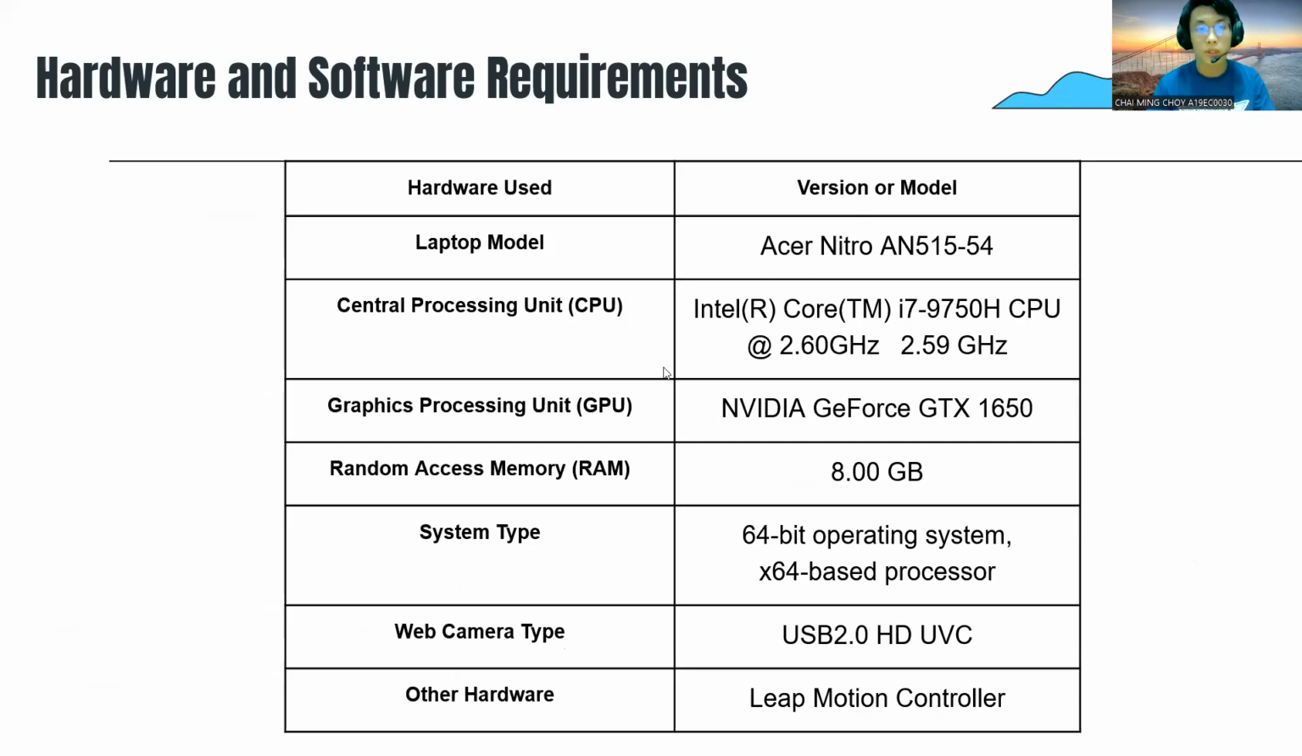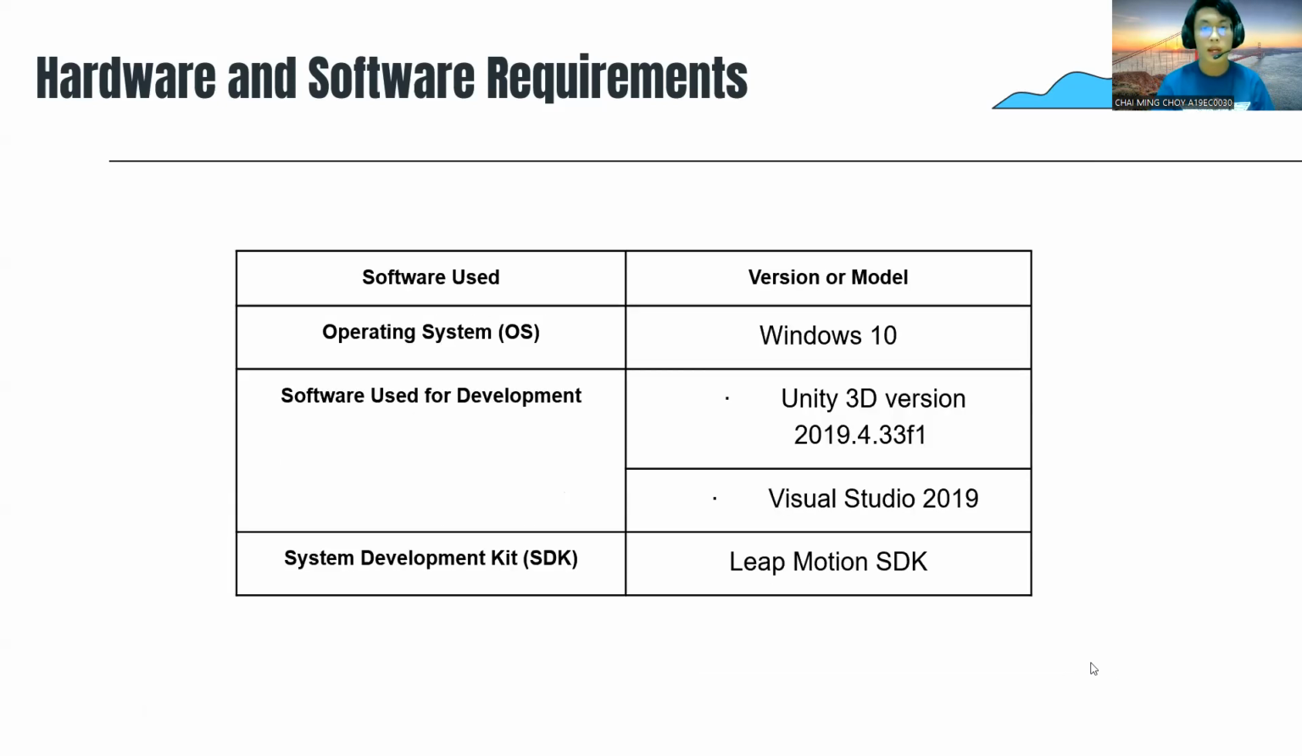As shown in the figure, the hardware requirements are the laptop model of Acer Nitro, the CPU of Intel i7, the GPU of NVIDIA GeForce GTX 1650, and the RAM is 8 GB. And other hardware required is the Leap Motion controller device. For software, the operating system is Windows 10, and the software used for development is, as mentioned just now, Unity 3D version 2019.4.33F1, and also Visual Studio 2019 for coding. And the SDK used in Unity is the Leap Motion SDK, which is compatible with the Leap Motion hand gesture tracking device.